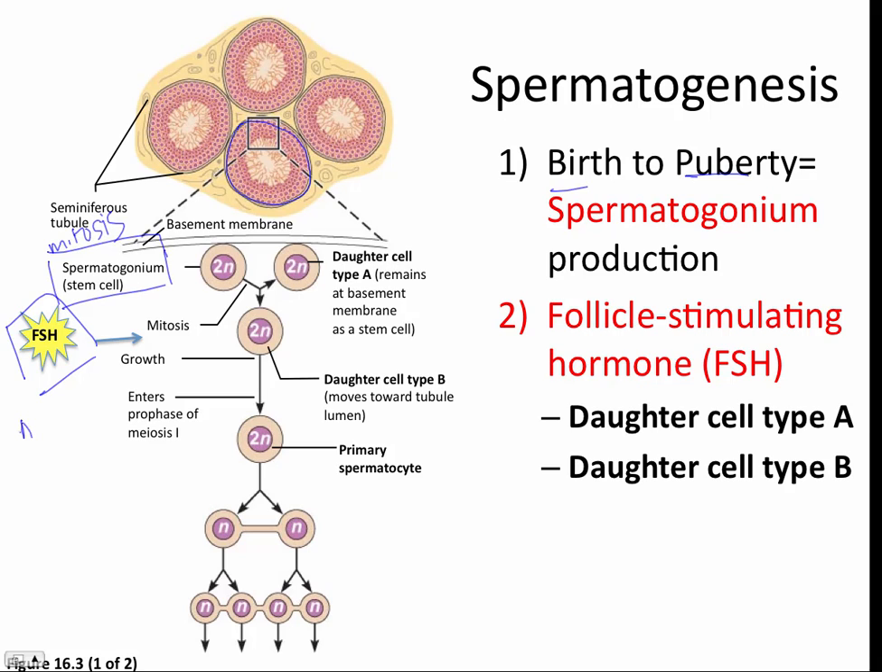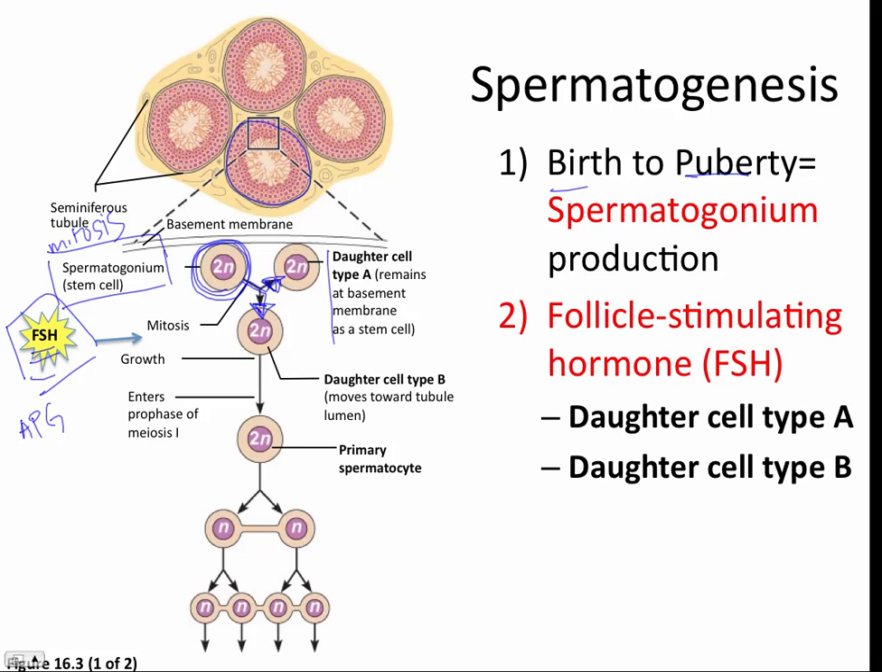Good. It's from the anterior pituitary gland. So during puberty, we have a surge of FSH, and this is going to cause our spermatogonium cells to grow and divide into two separate cells. We have a daughter cell type A, and we have a daughter cell type B.